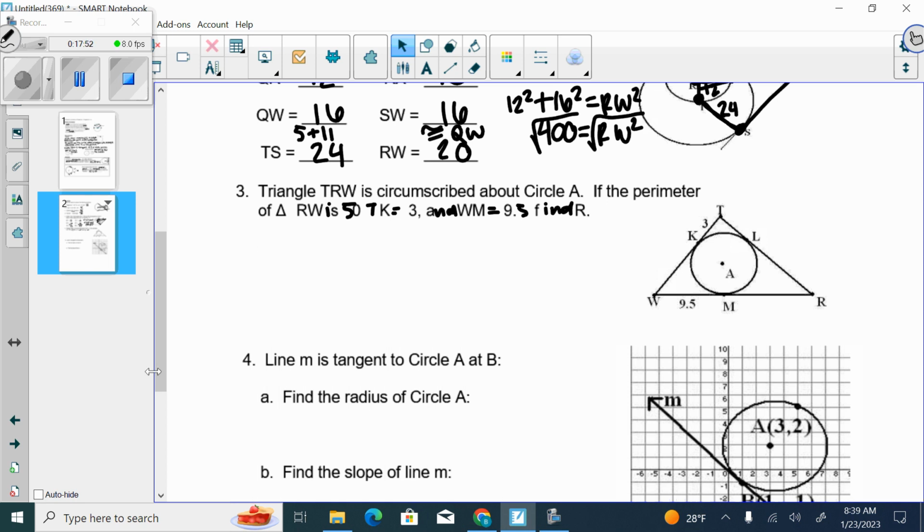This means that all of the sides that are outside of your shape are tangent to your circle, okay? So we might define that here so we don't forget that that's what it means.